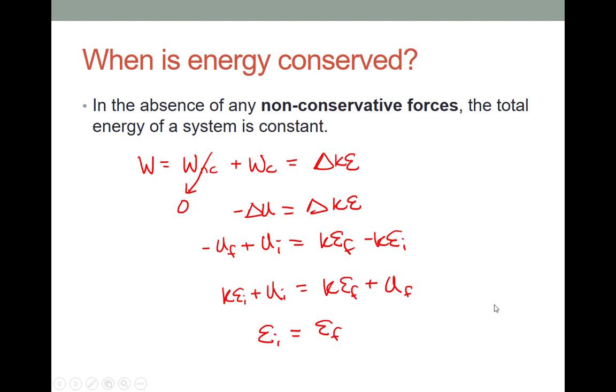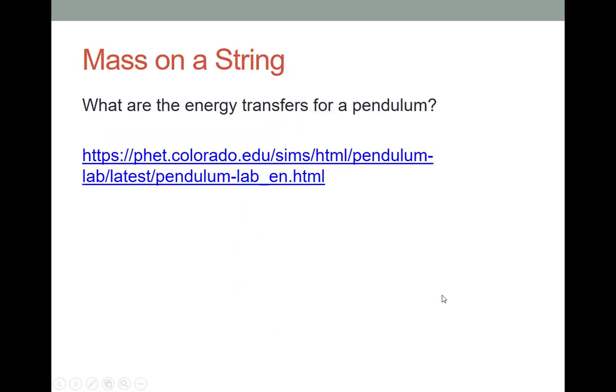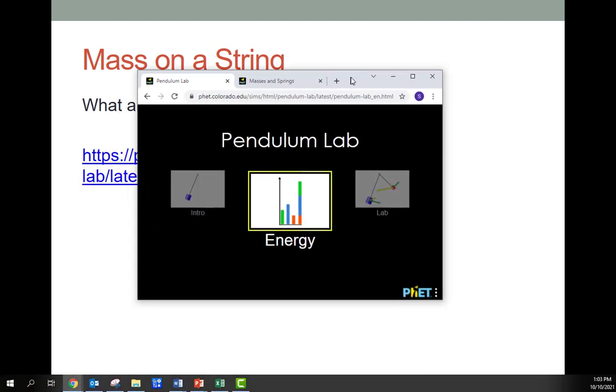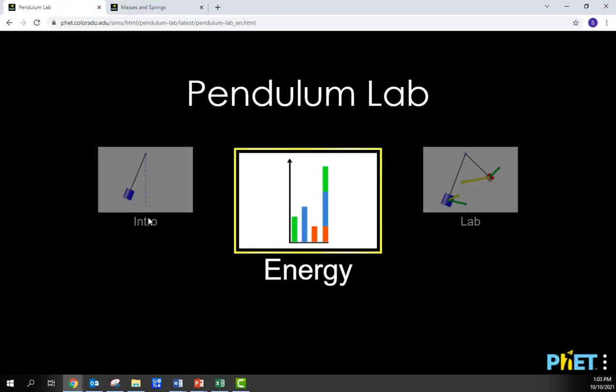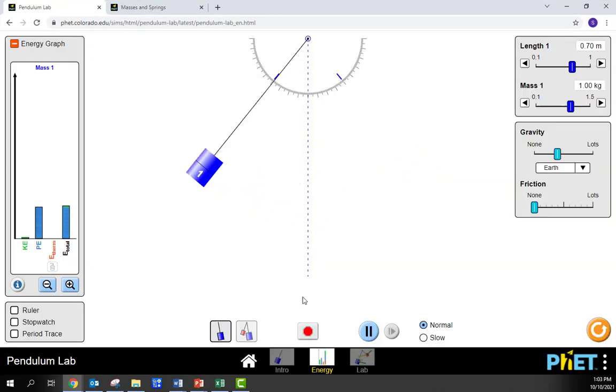There are two classic systems where we think about using conservation of energy. We're going to look at those two. The first one is the mass on a string, otherwise known as a pendulum. If you open that link, it leads to this simulation. And we're going to go click on the energy one.